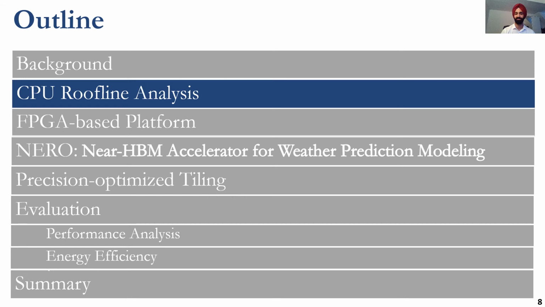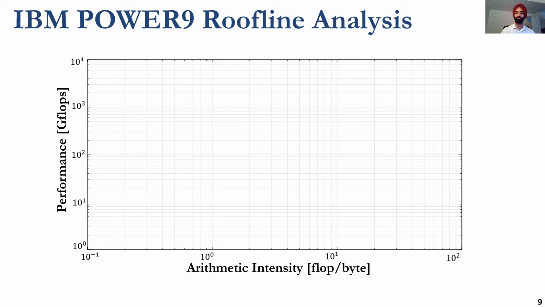Now let's discuss how these complex stencils perform on a state-of-the-art multi-core system. The figure over here shows a roofline plot where the x-axis is the arithmetic intensity, which is flops per byte, and on the y-axis we have performance.